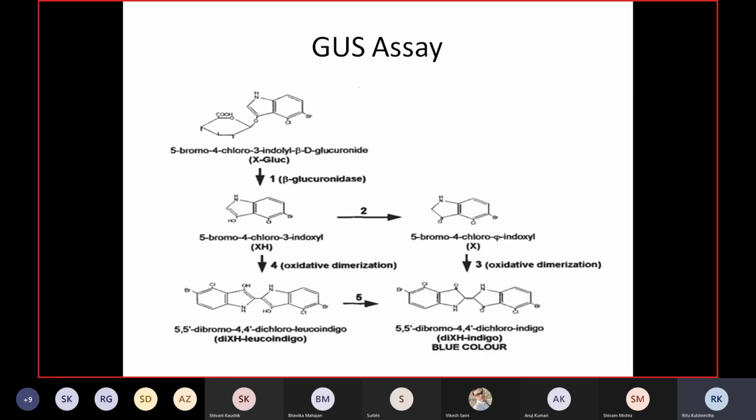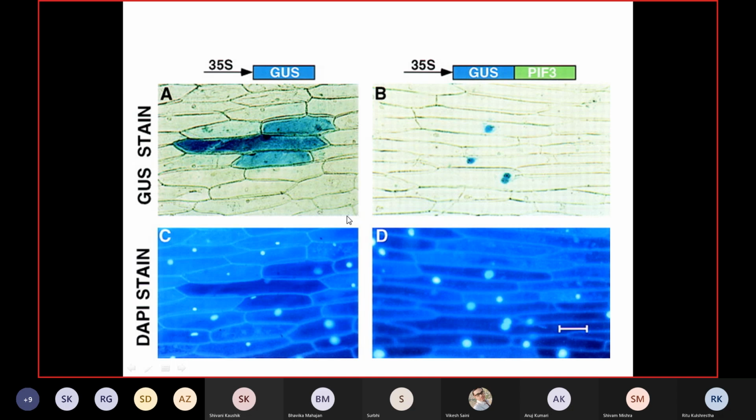The GUS assay is based on this enzyme, beta glucuronidase, which converts X-gluc to finally give a blue color by certain oxidative dimerization reactions. So if this enzyme is being made in any cell and you give X-gluc from outside, then you will see blue color in the transformed cells. So this is one GUS assay that was done.